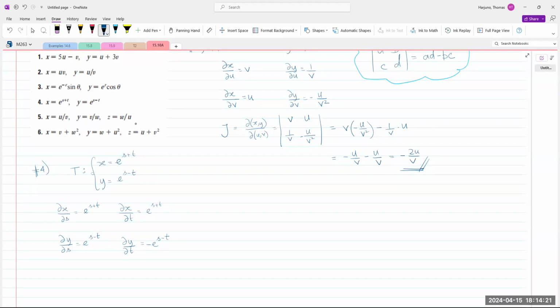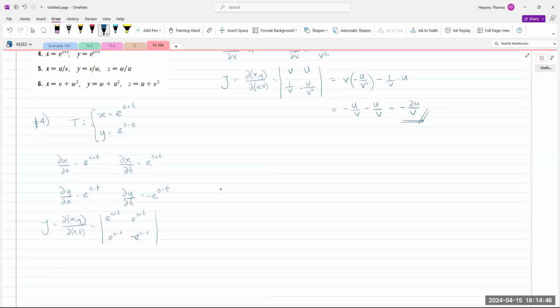So the Jacobian, which is ∂(x,y)/∂(s,t), will be the determinant of e to the s plus t, e to the s plus t, e to the s minus t, negative e to the s minus t, with which if we compute, that will give us negative e to the 2s minus e to the 2s, which is negative 2 e to the 2s.